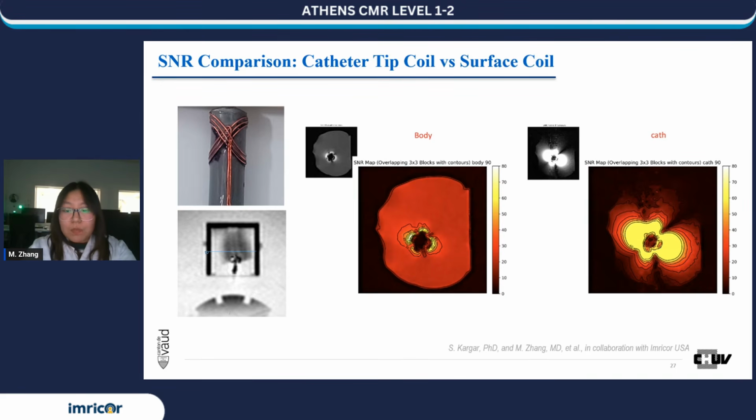With imaging also performed at the catheter tip level, here the SNR is significantly higher and highly localized. The high SNR area is much broader. It's around 70. This highlights the strong advantage of the catheter tip coil in achieving high local sensitivity.